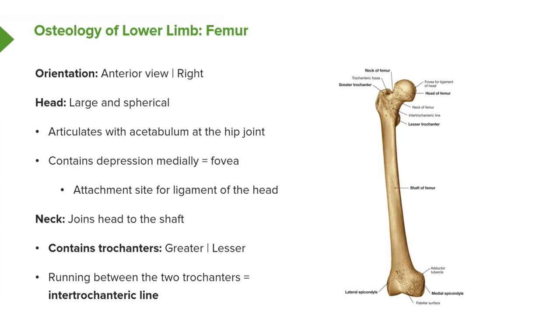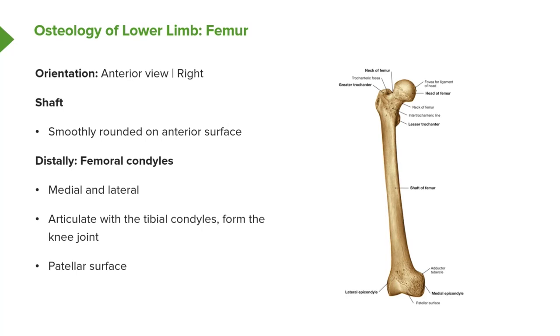It contains a depression medially, which is the fovea here, and this contains the attachment site for the ligament of the head of the femur. The neck joins the head to the shaft, so here we can see the neck of the femur, and it contains two trochanters, a greater and a lesser trochanter, and these are clearly seen on the posterior view. Running between the two trochanters on this anterior aspect, we have the intertrochanteric line.